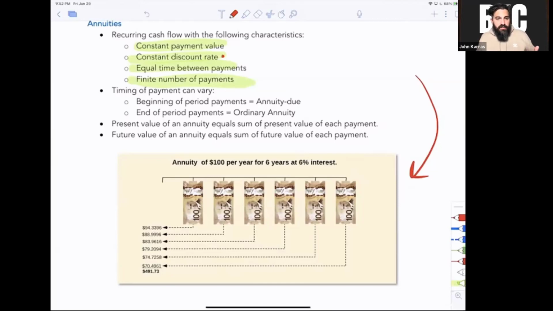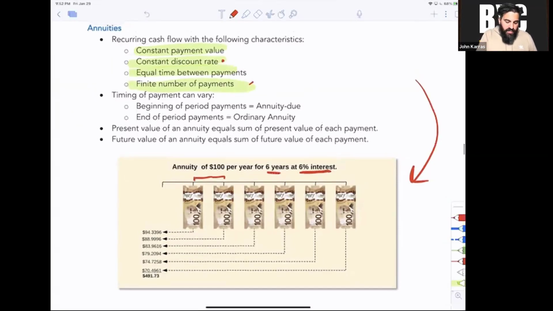During this 6-year period, the interest rate was 6% and it didn't change. The time between the payments should also be constant. If it's 1 year between payments, it has to stay 1 year between payments. And finally, there has to be an end. The number of payments is not infinite. It has to be finite. It has to end at some point. If you're reading a question and all of these characteristics are met, you're dealing with an annuity.